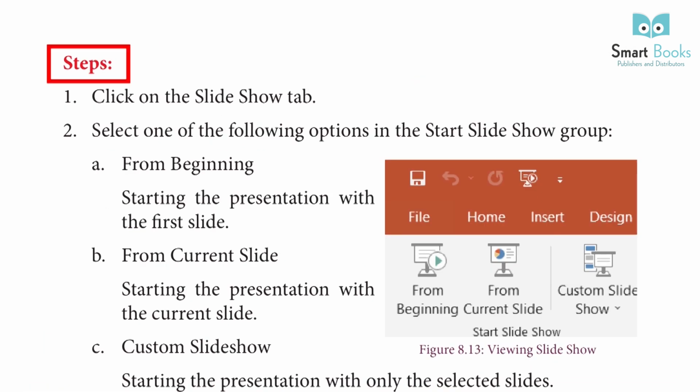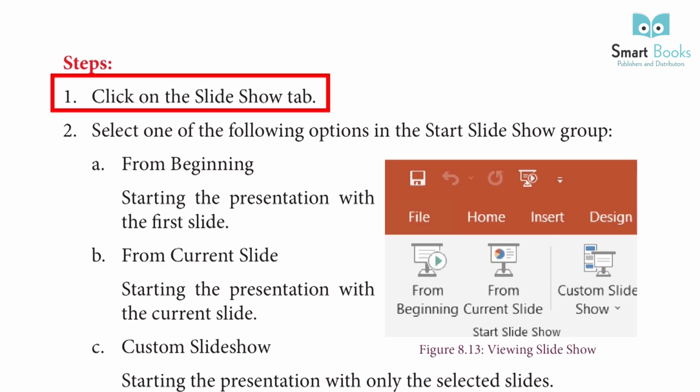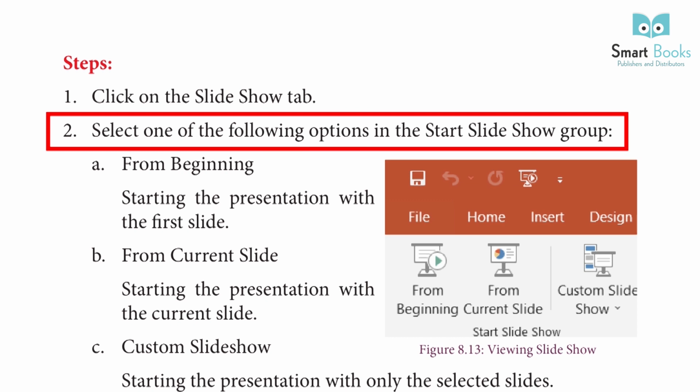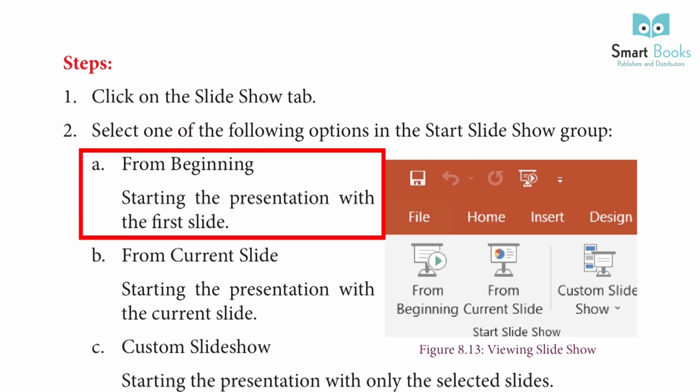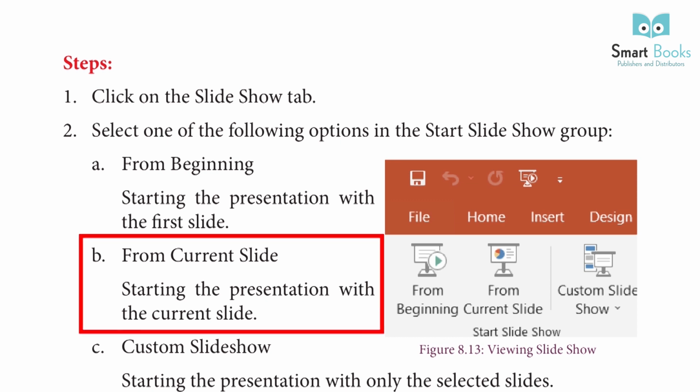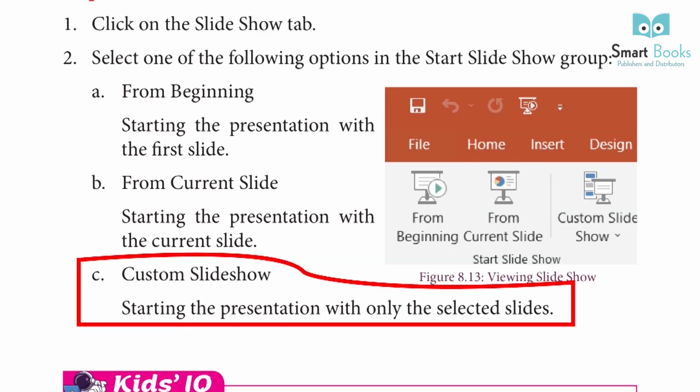Steps. 1. Click on the Slideshow tab. 2. Select one of the following options in the Start Slideshow group. A. From Beginning, starting the presentation with the first slide. B. From Current Slide, starting the presentation with the current slide. C. Custom Slideshow, starting the presentation with only the selected slides.